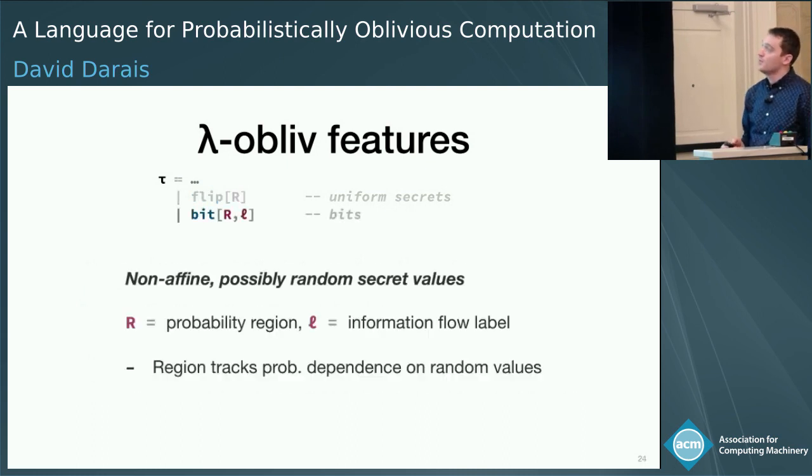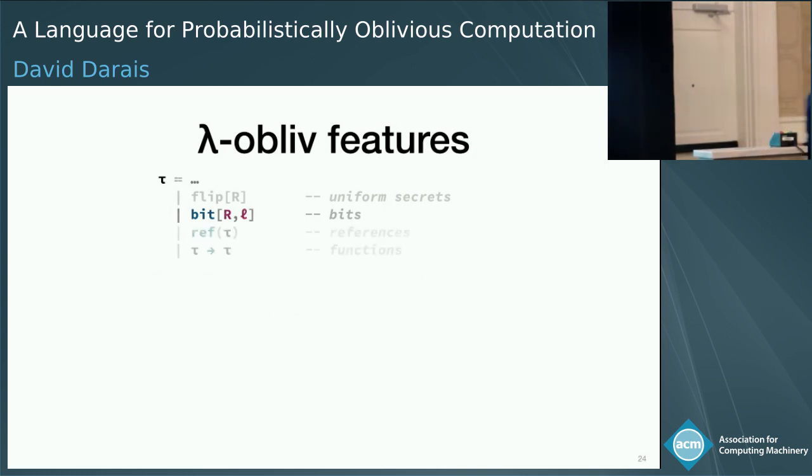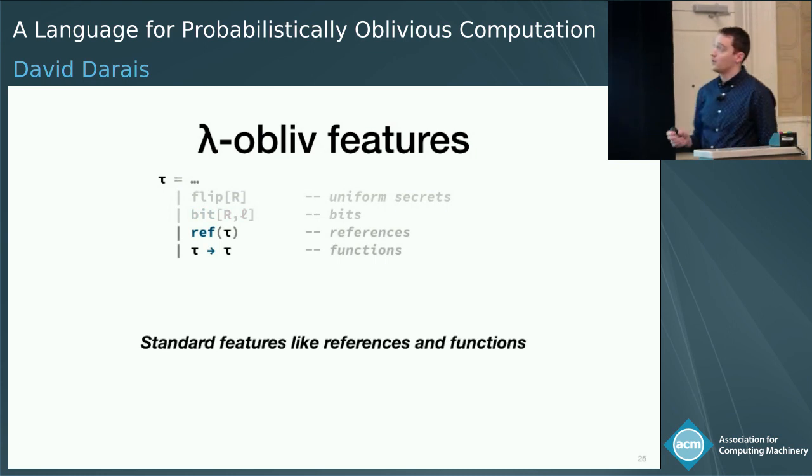So we have flip types for things that aren't necessarily uniform, and we'll see examples that use this. We have normal bit types with a region annotation and a standard information flow label. The region here is just tracking dependence on random values that came from flips that started with regions. In our language, we include standard features like references and functions. You need these to implement expressive algorithms.